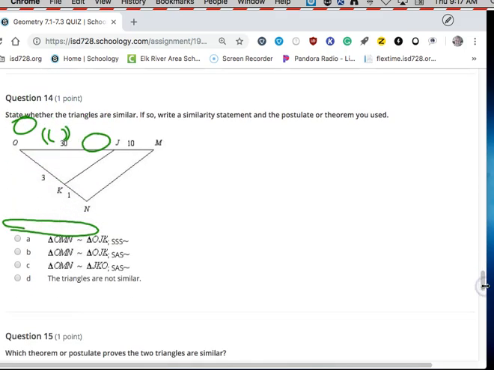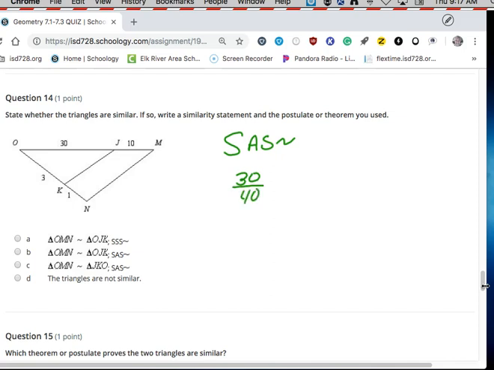In 14, I've got overlapping triangles. So I'm going to be using side angle side similarity. Okay, and the sides that I have is the smaller triangle. I got 30 is to 40. And I'm going to see 3 is to 4, and they happen to be proportional. So not only corresponding sides are proportional, because this 30 is to 40 as 3 is to 4, okay? But now I've got to look and check out my angles.